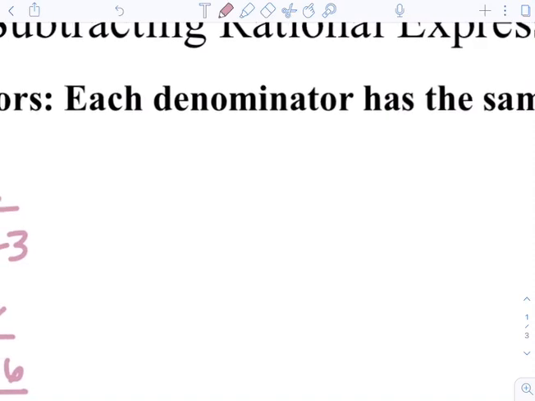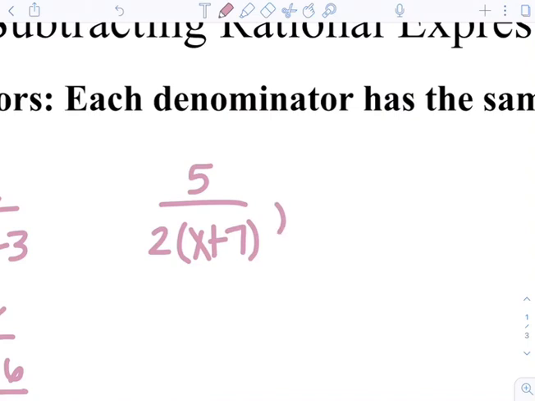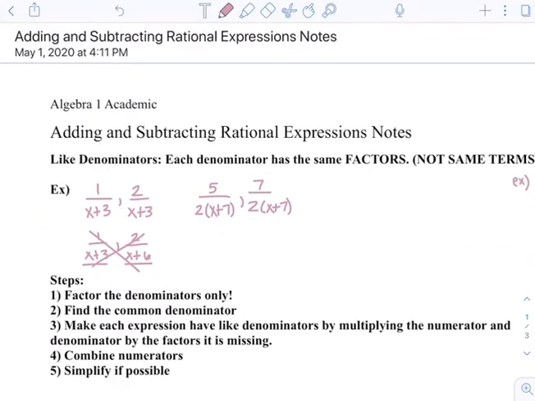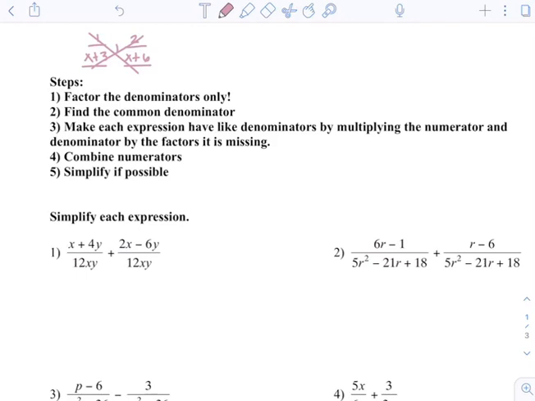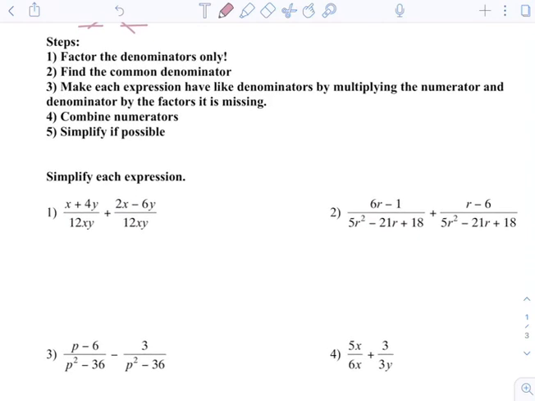Okay, another example, 5 over 2 times x plus 7. I would need another 2 times x plus 7. So they need to match exactly and entirely. I'm just going to start right away with combining ones with like denominators, and then I'll get to the steps for when we don't have the same denominator.